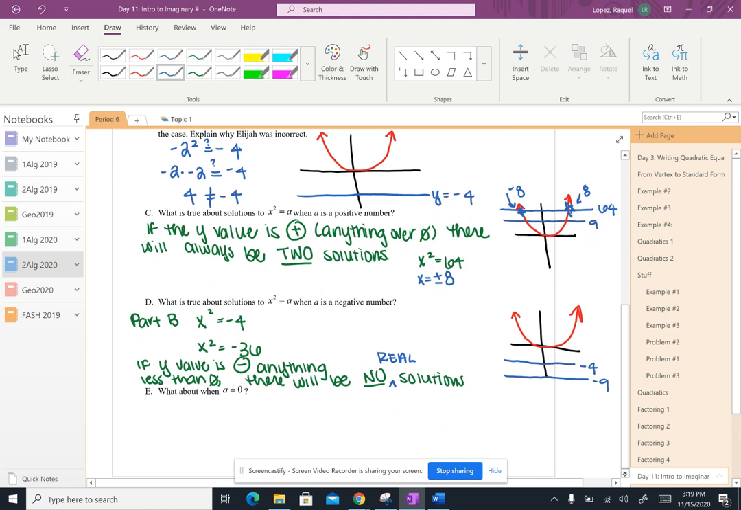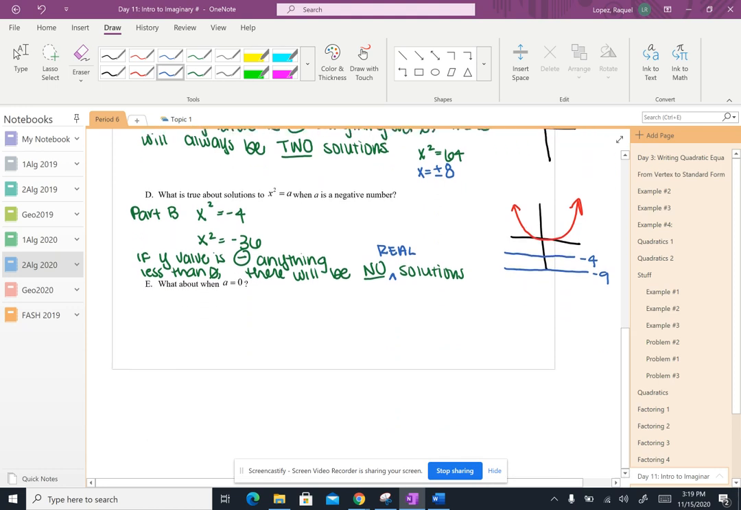Let's go ahead and take a look at part E. How about when a equals 0? If we take a look at the equation x squared, and we're trying to see when a equals 0, we're going to put a 0 in here. We can ask ourselves what number times itself will give us 0, and the only answer there is 0.